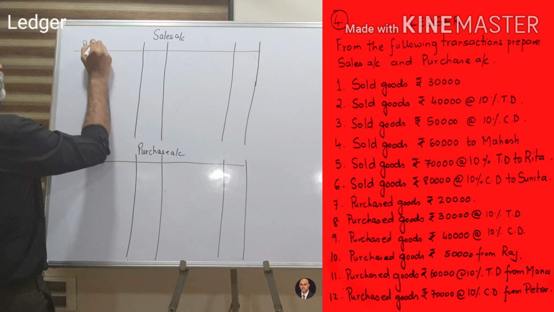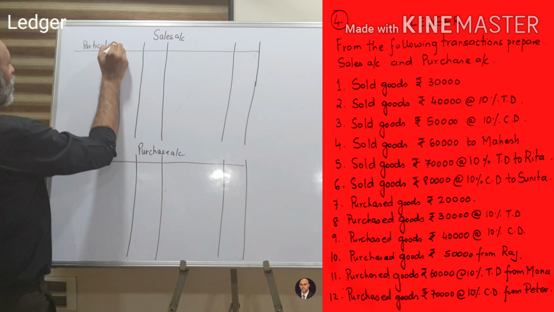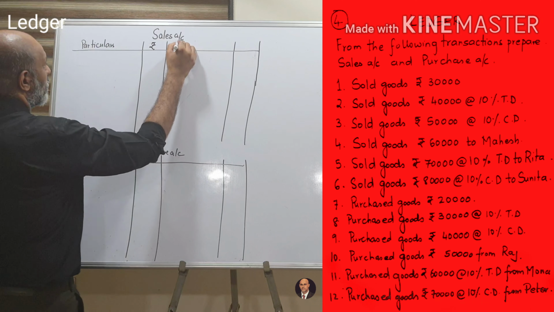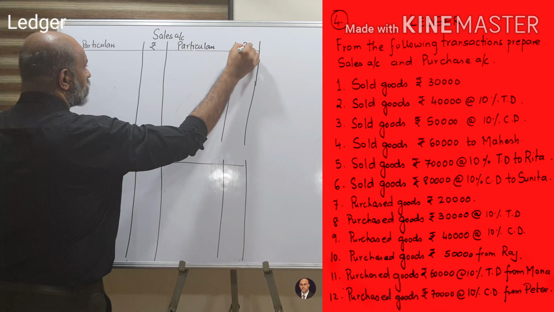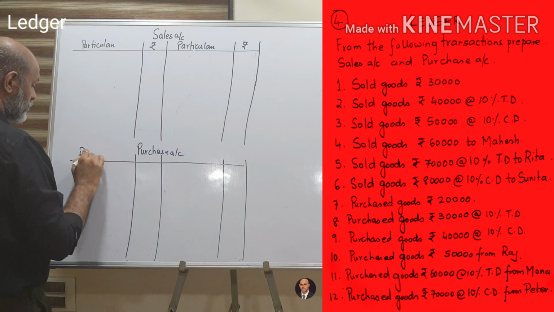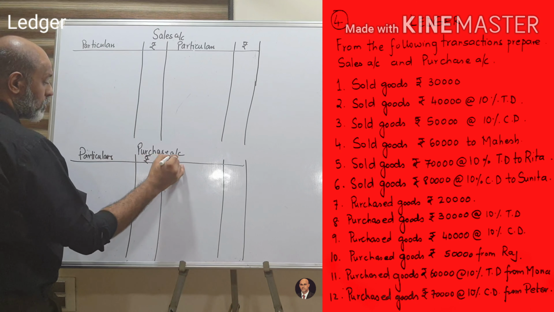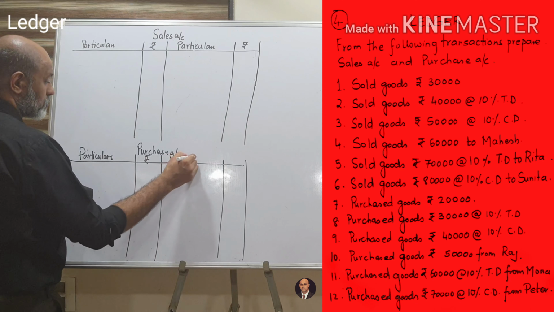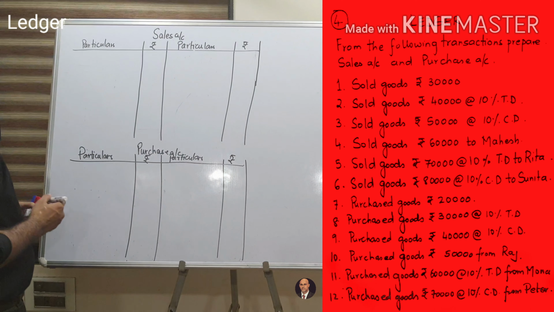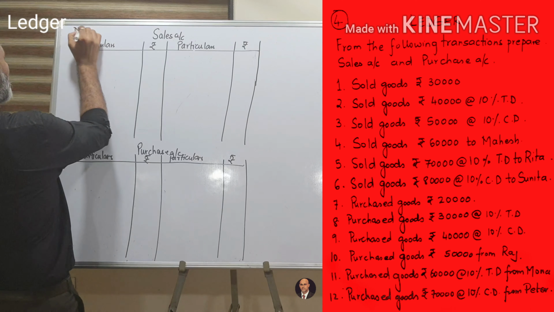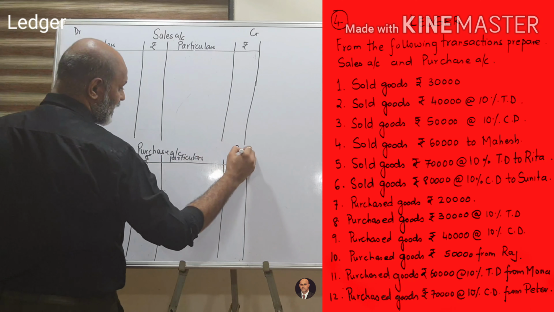Particulars, amount, particulars, amount, particulars, amount, particulars, amount. This is your debit side and this is your credit side.